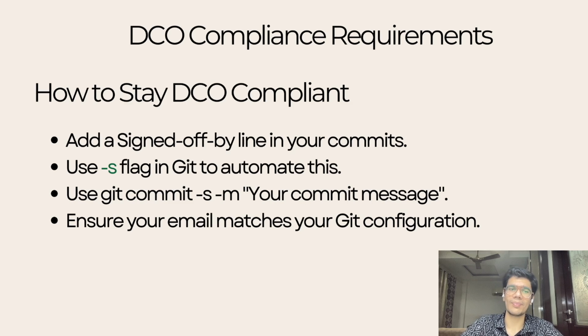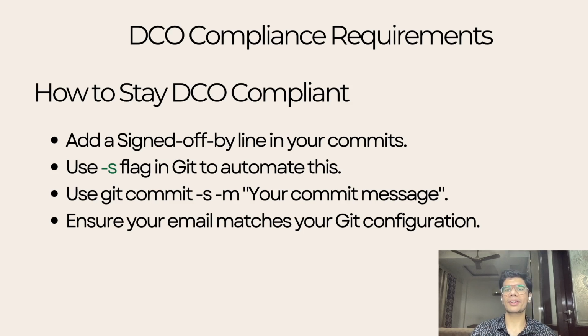How to stay DCO compliant? So let's talk about these requirements for DCO. The process is pretty straightforward. First, when you contribute to a project, you need to sign off the commits. This is done by adding a Signed-off-by line in the commit message with your name and email. You can do this automatically by using the -s flag when you make a commit in Git. This flag adds the required line to the commit message, making it easy to stay compliant.